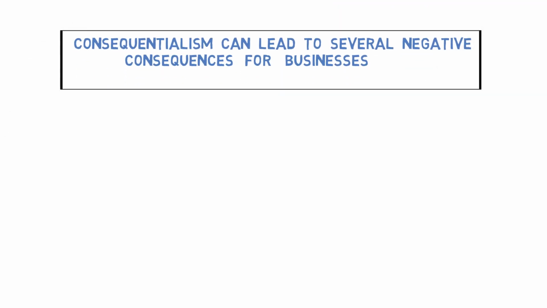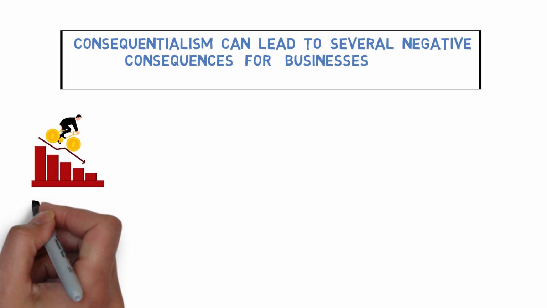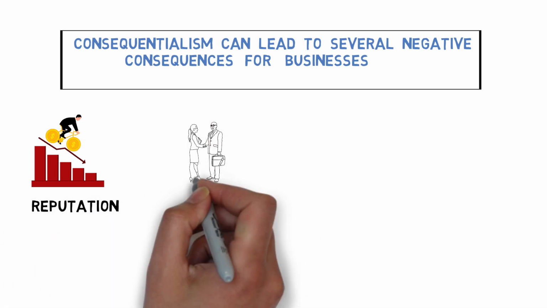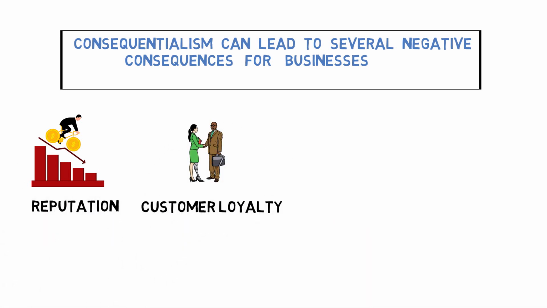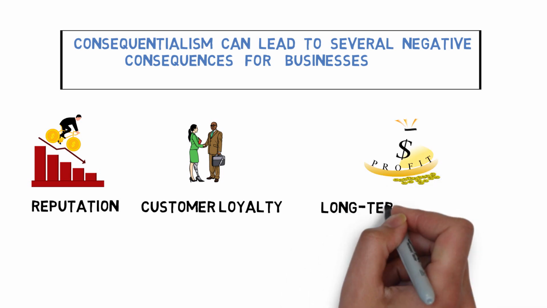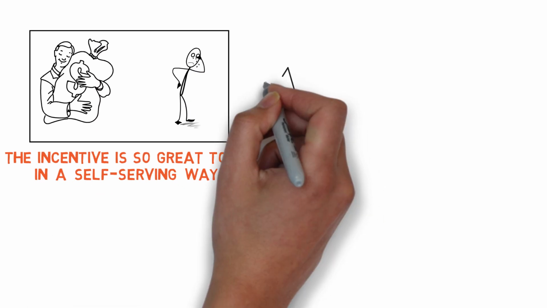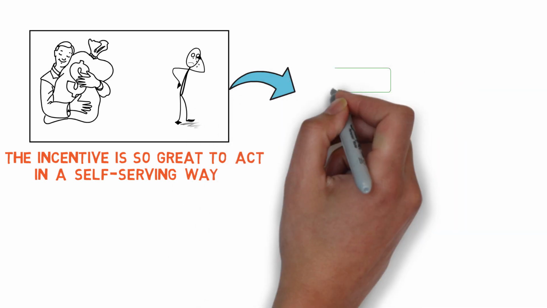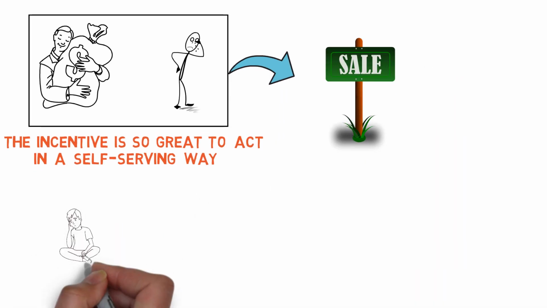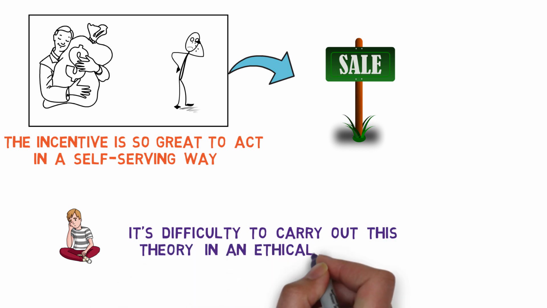Consequentialism can lead to several negative consequences for businesses. It can damage their reputation, reduce customer loyalty, and ultimately impact their long-term profitability. A practical problem with consequentialism is that the incentive is so great to act in a self-serving way and do whatever it takes to make a sale. It's difficult to carry out this theory in an ethical way.